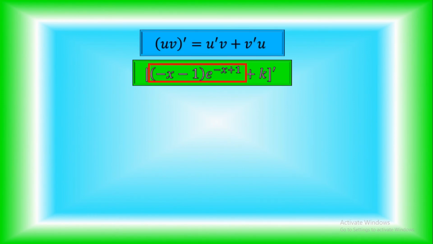If you note something here, if we take the derivative of this function, which is in the form of uv, it will be u prime v plus v prime u.